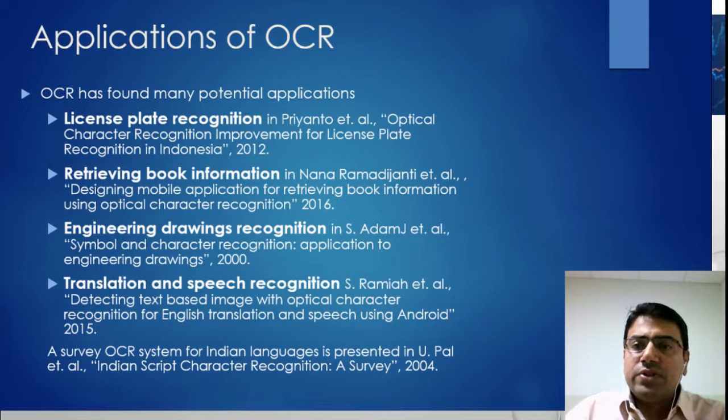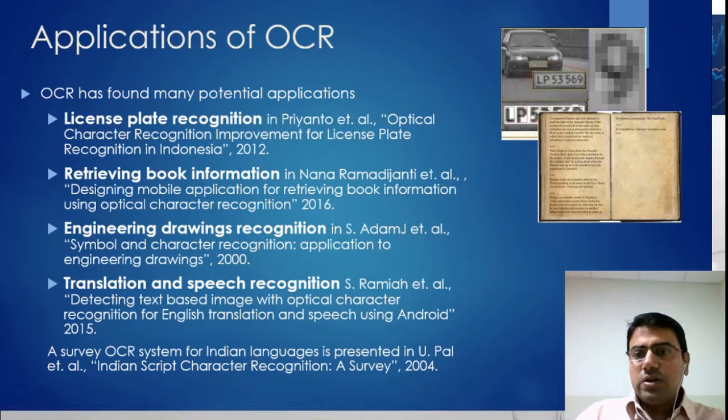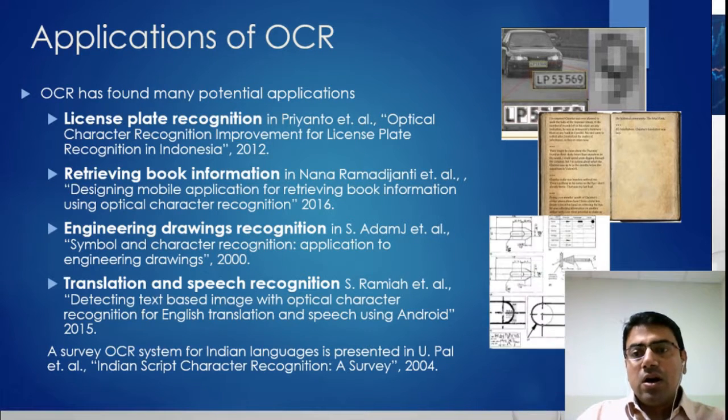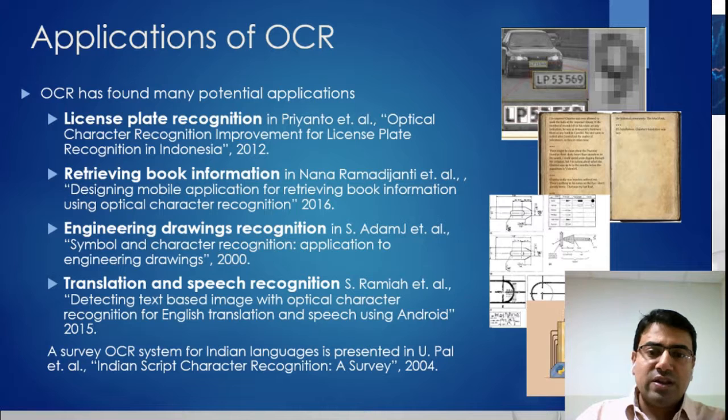There are several applications for optical character recognition, such as license plate recognition, which is used for parking slots and also used to recognize cars on the roads, and retrieving information from books. If a book is old and has so much wealth of knowledge, OCR plays a very important role while extracting the information from the books. Also, it is extensively used for engineering drawing recognition. Translation and speech recognition is another area where OCR has found application.